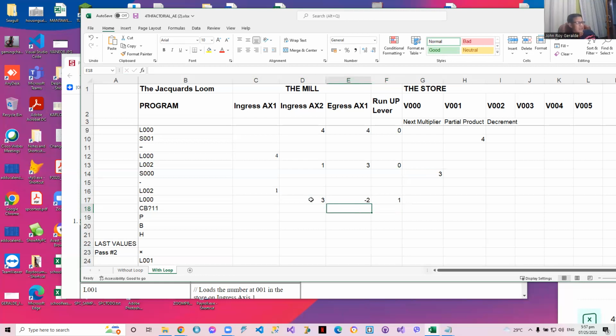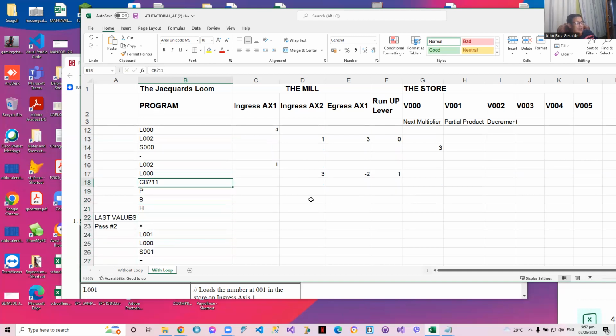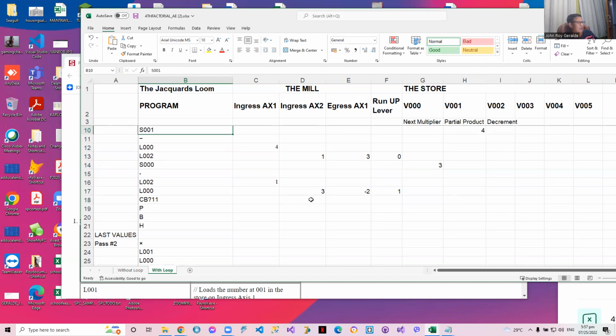Here is the question now. The next is CB? 11. It means count backwards 11 times if the run-up lever is 1. If the run-up lever is 1, it will go back 11 commands. If the run-up lever is 0, it will go to a PBH, which means it's done. Is it done at this point? No. Why? Because the run-up lever is 1. So what will happen when you say CB? 11? We'll have to count backwards 11 times: 1, 2, 3, 4, 5, 6, 7, 8, 9, 10, 11.